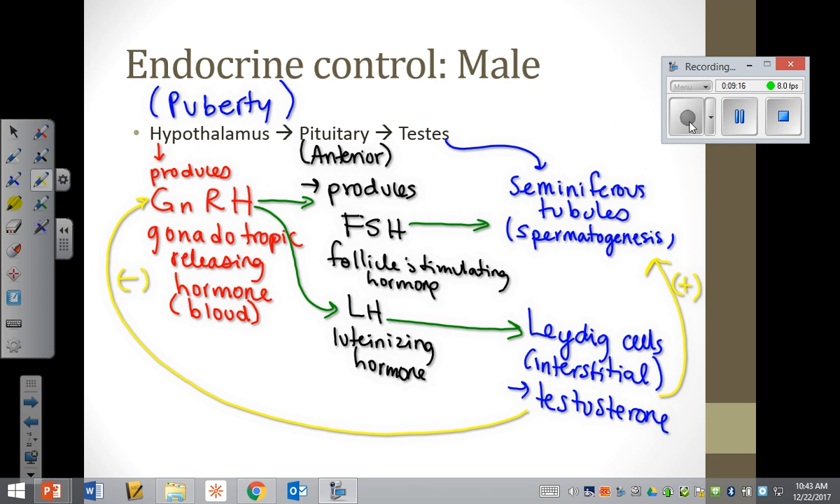Now there's another hormone that really just has an inhibitory effect. There is a hormone here that is called inhibin. So it's another hormone that's produced. It's produced in the seminiferous tubules, so in that same pathway as FSH. And it has a negative effect on the pituitary. So it will inhibit further production of pituitary hormones.